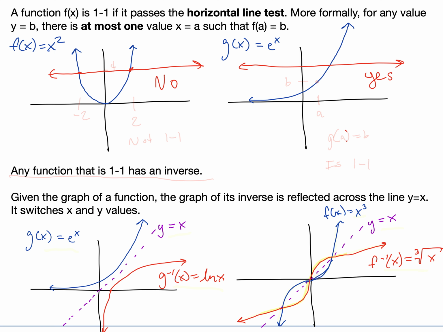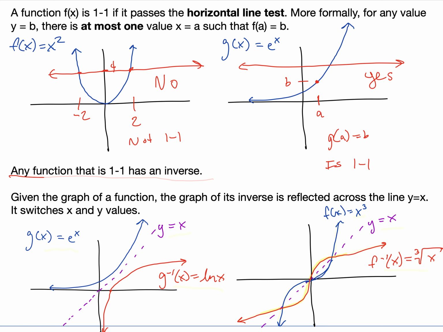More formally, f of x is one-to-one if for any value y equals b, so at any point on the curve, there is at most one value a such that f of a is equal to b, or in this case, g of a equals b. There is at most one such point. Whereas here, for example, if this is maybe 4, then there are two such points, 2 and negative 2. And so this is not one-to-one, and this one is one-to-one.